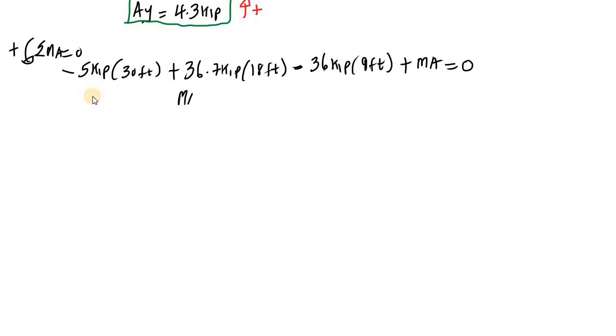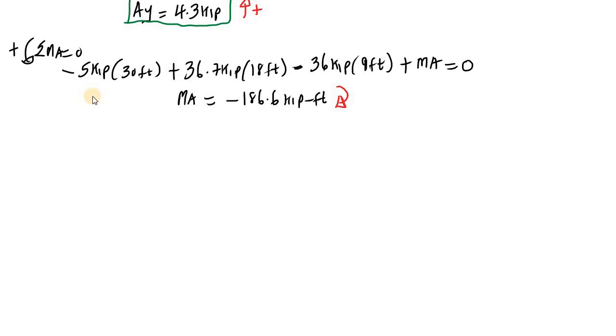If you do that, you're going to get MA equals negative 186.6 kip feet. Now, as you can see, we have a negative value, meaning our assumption is wrong. Initially, we assumed the moment is in the counterclockwise direction, but because we get a negative value, the moment is in the clockwise direction instead.